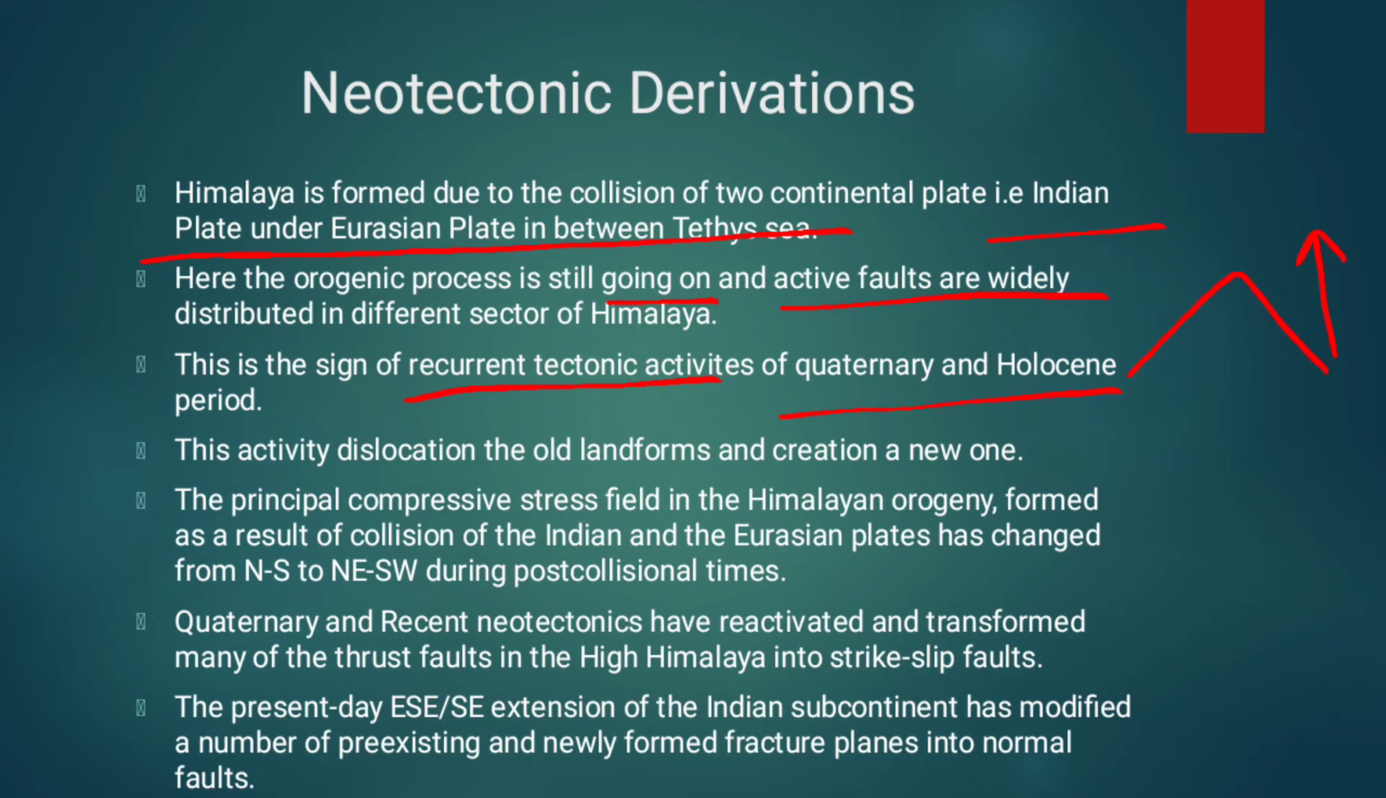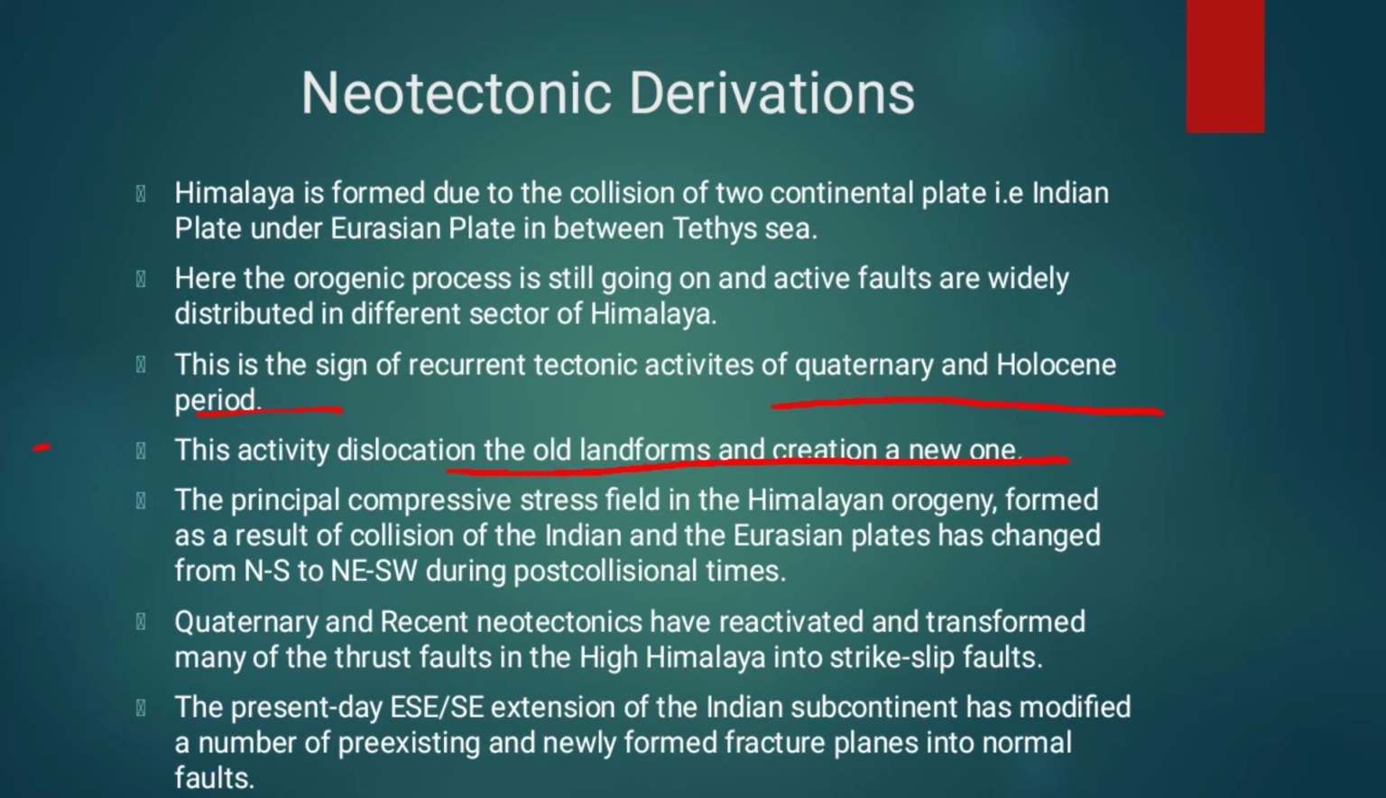So what is the period of formation of the Himalaya? It's between the Quaternary and Holocene, very recent. Neotectonism is recent, Quaternary. The tectonism which occurred in the Quaternary period and is still ongoing is known as neotectonism. The dislocation of old landforms and creation of new ones is neotectonism. The destruction of old ones and creation of new ones is neotectonism.